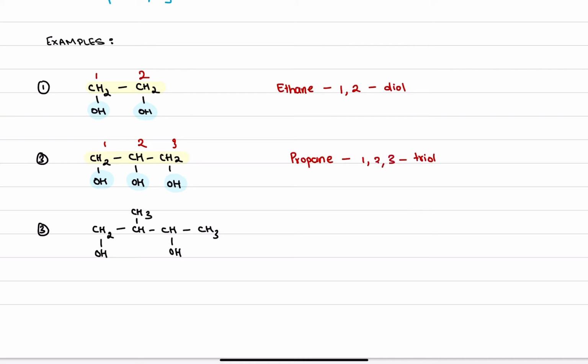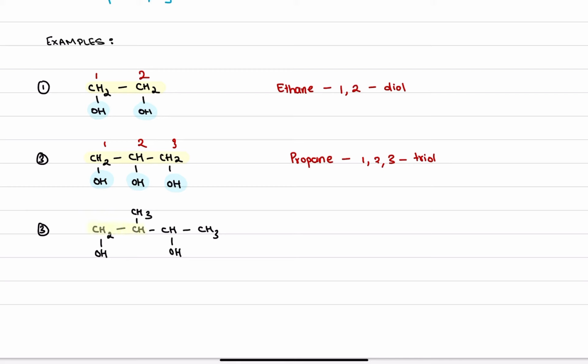All right, so once again, let's go over it. Propane tells there are three carbons involved. Triol tells there are three OH groups attached, and 1, 2, 3 tells that one OH is attached on the first carbon, another on the second carbon, and another on the third carbon. All right. And then we move on to the third example.